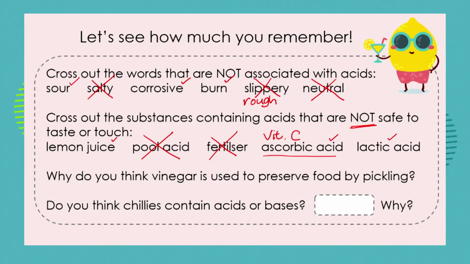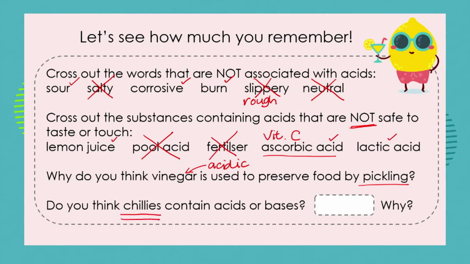Why do you think vinegar is used to preserve food by pickling? Well, remember, vinegar is acidic and bacteria do not like acids. So preserving the food in the vinegar will allow the acids of the vinegar to kill any microorganisms such as bacteria. From your experience, last question, do you think chilies contain acids or bases? Well, I think they contain acids because they burn my mouth, and certainly chilies have capsaicin in them, which is a strong acid.